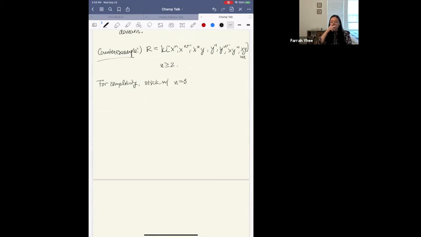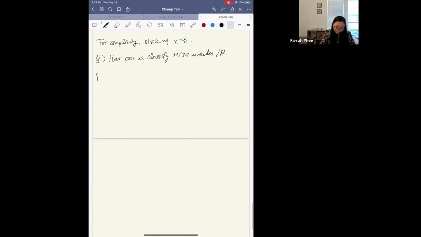And so in order for me to prove that this is a counterexample, I actually need to understand what all the maximal Cohen-Macaulay modules over this thing are. Or at least that was my approach. So the question then, how can we classify MCM modules over R? The trick is to actually bump to a larger ring, and that ring will end up being regular. It'll just end up being K[x,y] localized at (x,y), and then we know what all the MCM modules are.